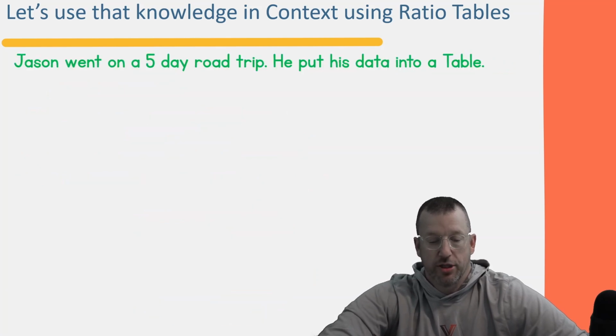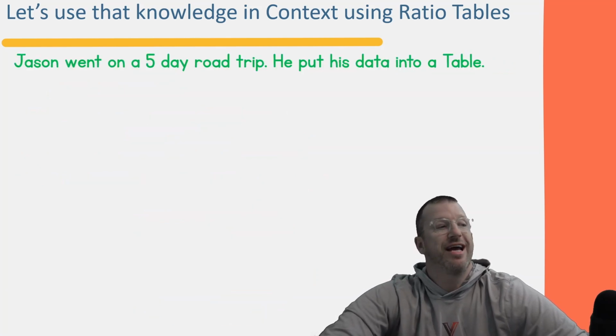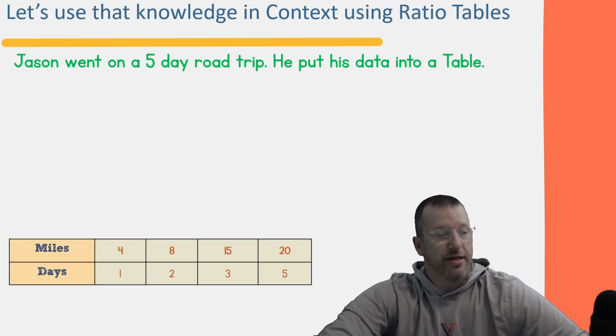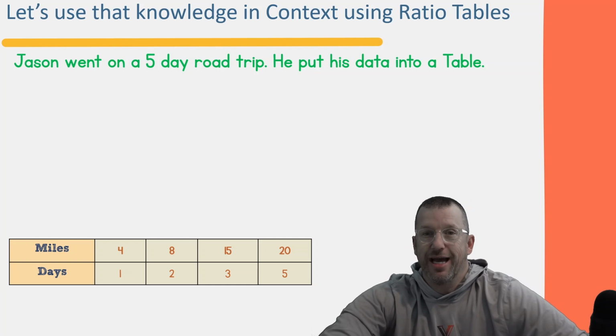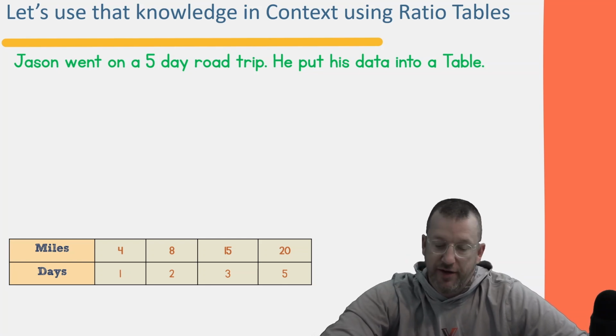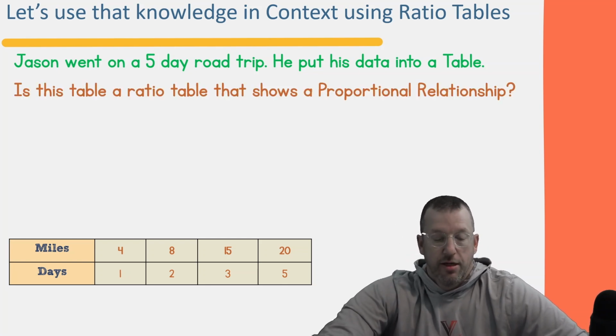Okay, let's look at another one. Jason went on a 5-day road trip, and he put his data into a table. So every day that he was there, he put how many miles he had covered, okay? So on day 1, he went 4 miles. On day 2, he's up to 8. On day 3, he was up to 15. On day 5, he was up to 20. So is this ratio table proportional?